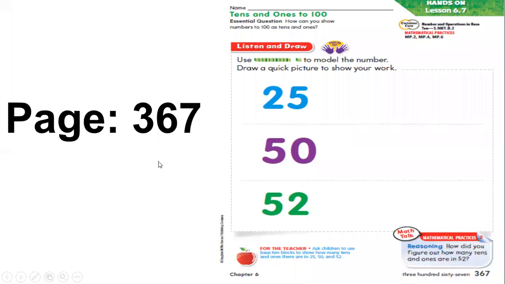Now let's move on to your textbook page 367, everyone. Open the page 367.